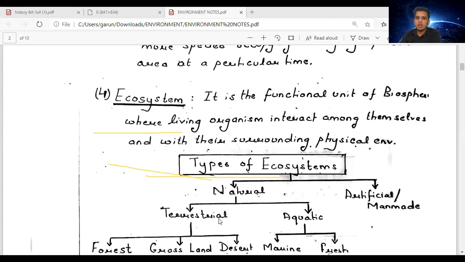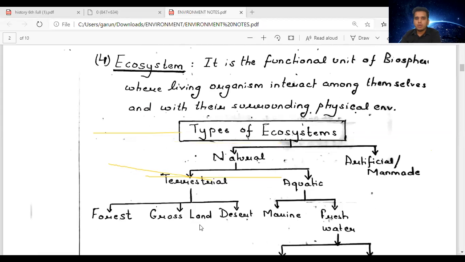Terrestrial means land area: the animals or the flora and fauna that survive on land are known as terrestrial. Aquatic are those found in water. Terrestrial: forest, grassland, desert. Aquatic: which ones? Marine and freshwater, as you have seen in the video also.